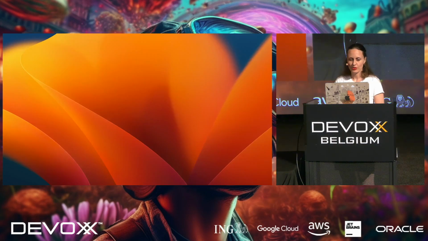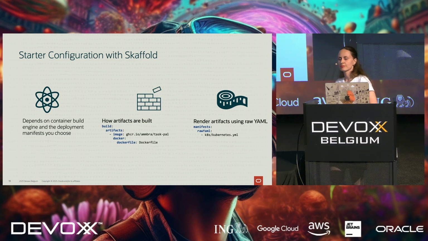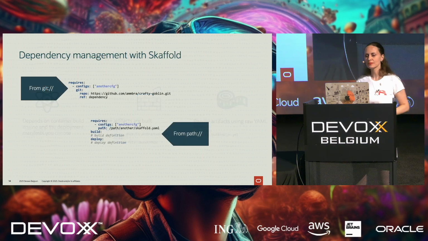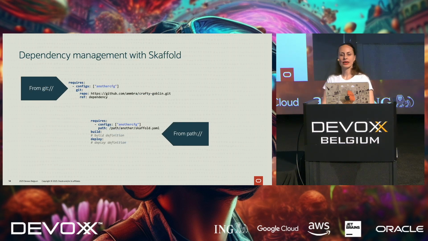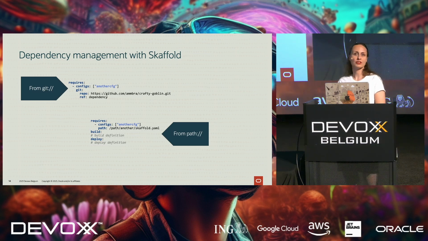Now, let's compare a few things. So the starter configuration with Skaffold, I liked it. It depends on the container build engine that you're using, and of course how your artifacts are being built. But I liked it a lot because I can overwrite how I'm going to build my image via profiles. Dependency management, again, it's something that I can handle via Git or via the paths. Again, I need to define all those scaffold.yaml, otherwise they will not be seen.